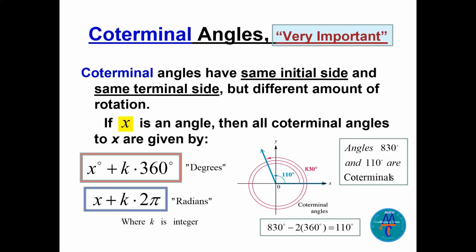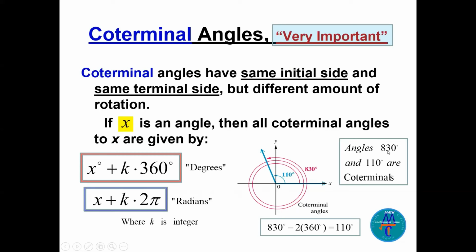Coterminal angles. This is very important in mathematics. Coterminal angles have the same initial side and the same terminal side. So they start together and they finish together, but with a different amount of rotations. The angles are not the same. Look at this example here. Angles 830 degrees and 110 are coterminal.